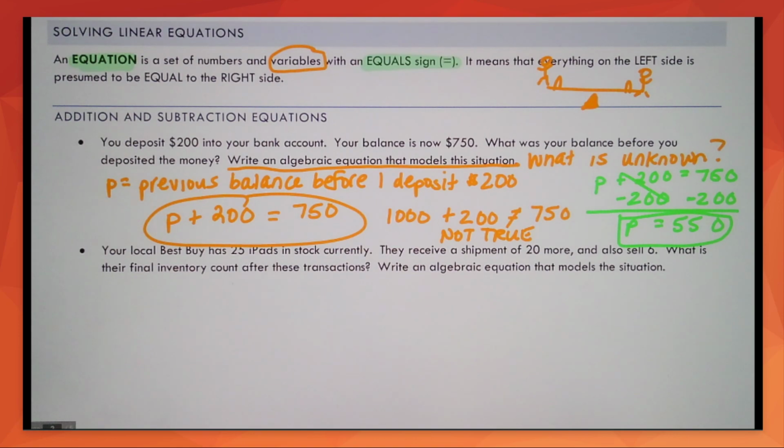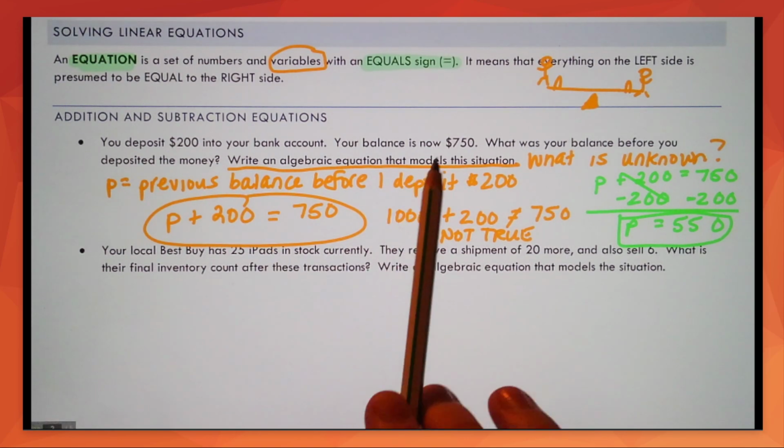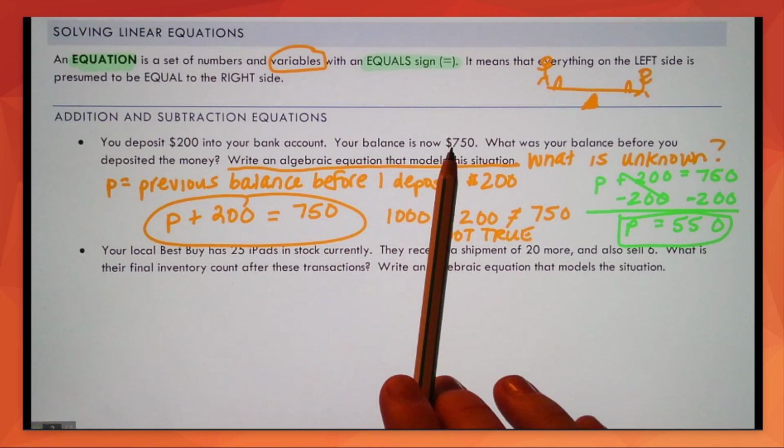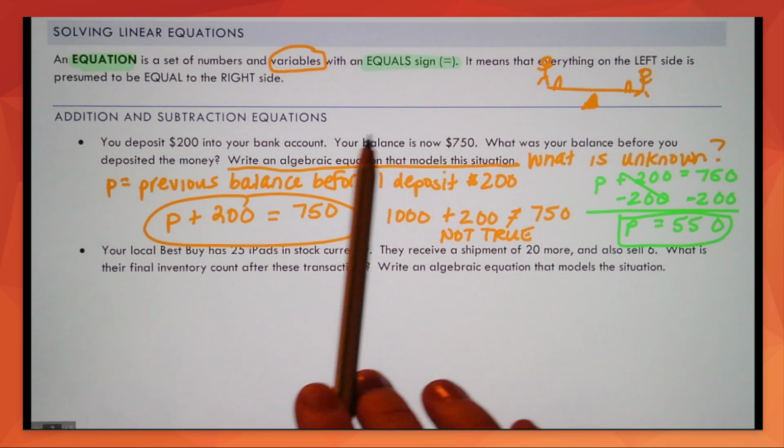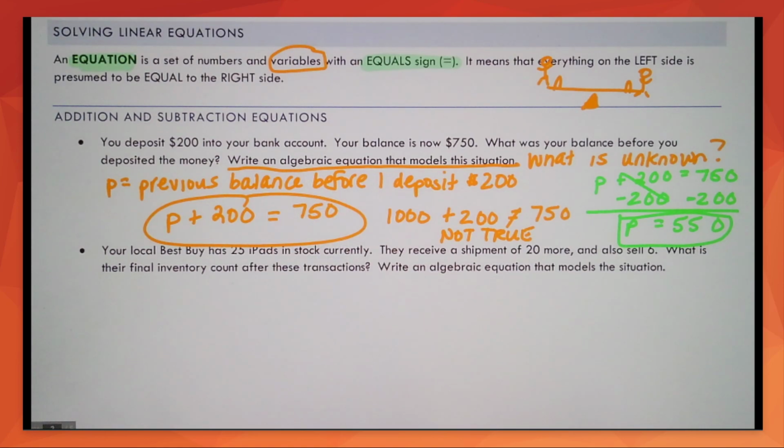And if you take all of this away that we just did and think about the problem from your logical standpoint, if you have $750 now and you deposited 200, what was it before? You can just subtract this and you get 550. Well, look, that's what we did algebraically. P, which is the previous balance before I deposited the 200, was 550.